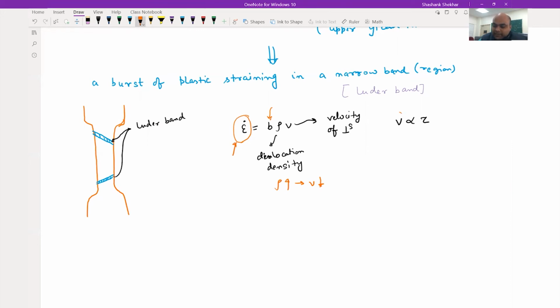Now if v is reducing, see on the right side, then tau, the stress, is also going to reduce, isn't it? And that is the genesis of lower yield point. Okay, so because of the increase in dislocation density, the velocity of the dislocations needs to be reduced so that you can maintain a constant strain rate, and this leads to the reduction in the stress, right? And that is why we see a reduction in stress to lower yield point from upper yield point.